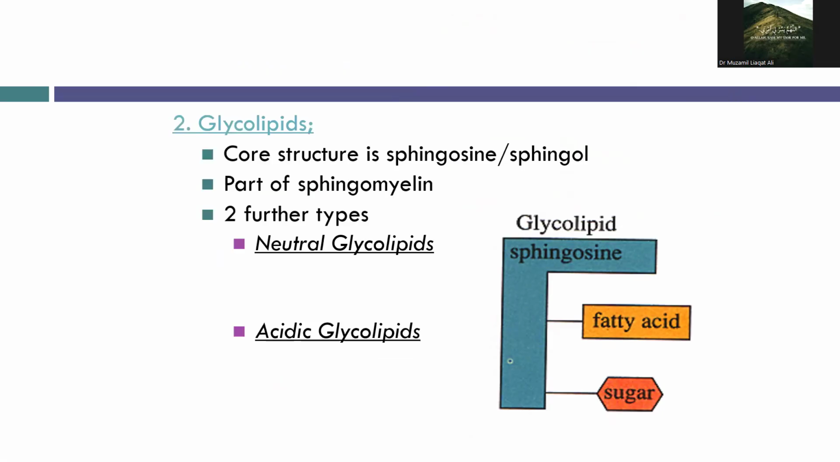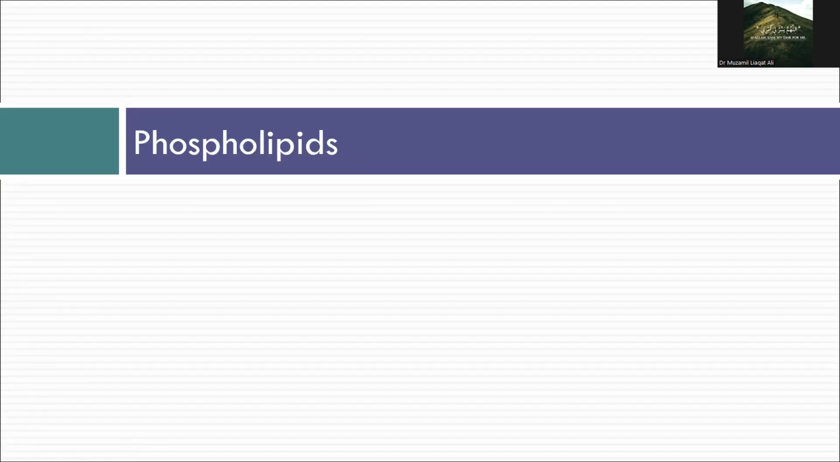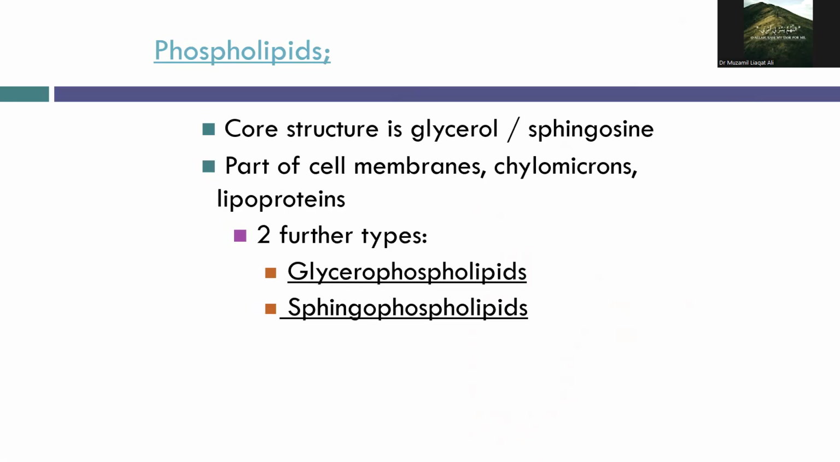There are two types. The very first one is the neutral glycolipid. The second one is the acidic. The neutral glycolipids include the cerebrosides and globosides, and acidic glycolipids contain the gangliosides and sulfatides. So let's proceed with the phospholipids. As you know, in phospholipid the core structure is the glycerol or sphingosine, and it's a part of the cell membrane, the chylomicron, and the lipoproteins. And it has two further types, the glycerophospholipids and sphingophospholipids.